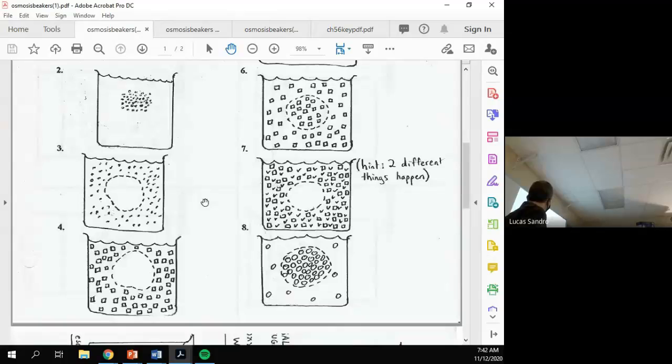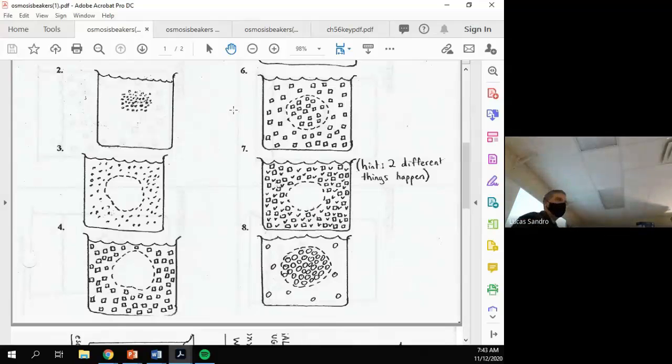Number 3, oxygen outside but not inside the cell. What goes where? Chris. This one. What goes in? Make sure you specify in your answer what is going where, because remember, sometimes it's water. So oxygen goes in is the correct answer there.